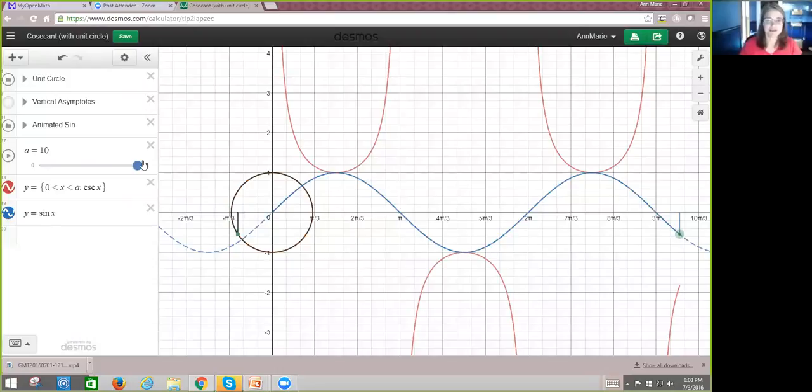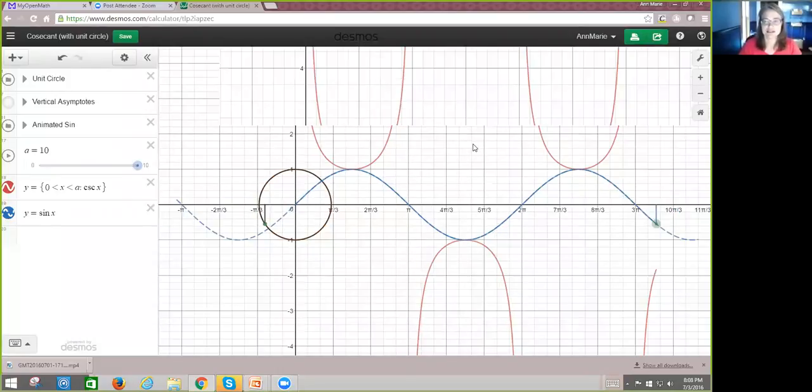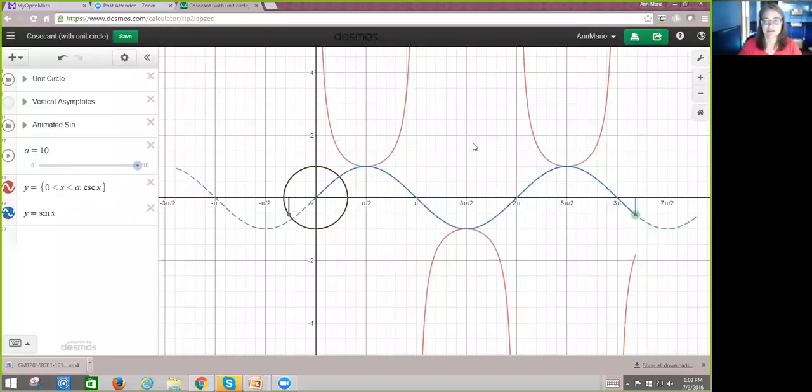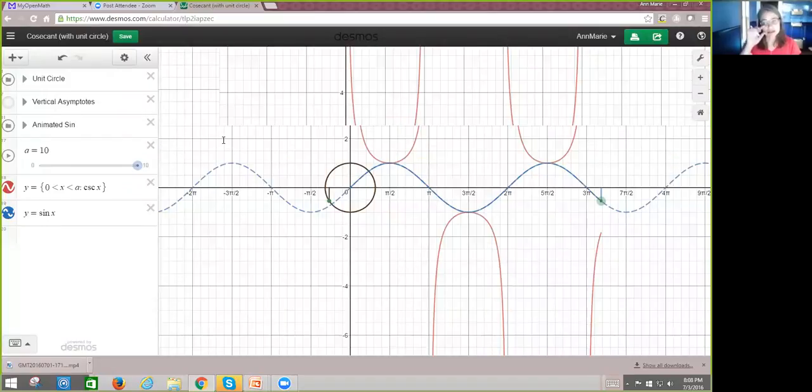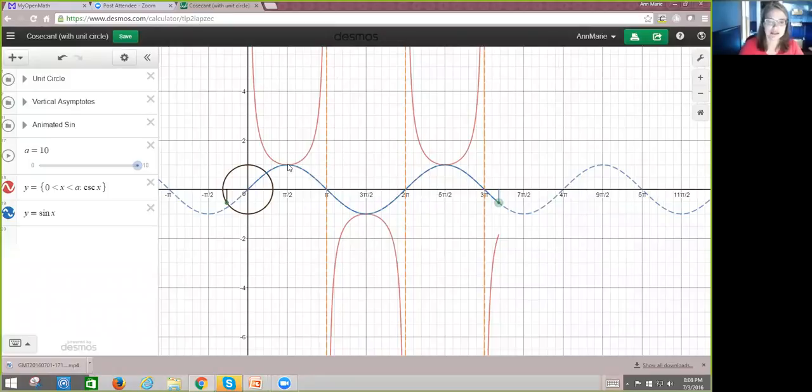So if I scroll out, again, we can see the vertical asymptotes. This is where sine equals 0. The period of cosecant is 2 pi. The domain of cosecant is going to be all angles except integer multiples of pi. So pi, 2 pi, 3 pi, 4 pi, negative 2 pi, negative 3 pi, right?